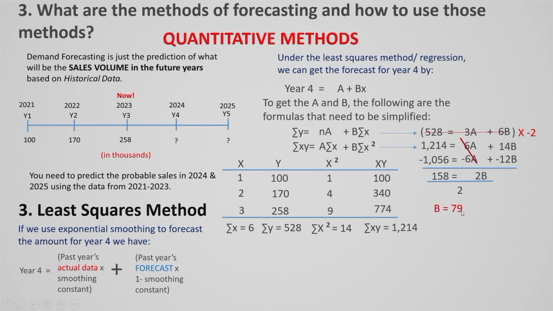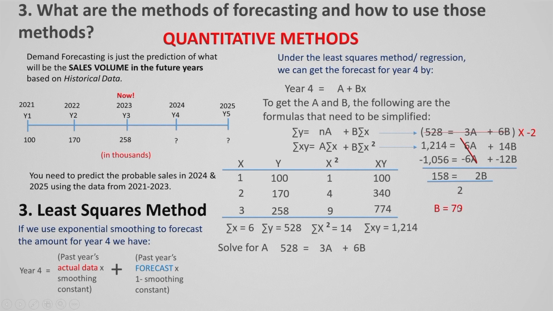Now, we need to get the a because we already have the b. So this one's going to be easier because you just have to select any of these three equations, including this crossed out equation, and then substitute the b, which is 79, to the b in these three equations. I will emphasize again, you can choose any one of these three equations, and you will still get the same amount for a and b. So, for me, I'll choose this crossed out equation. Okay? So again, that's 528 equals 3a plus 6b.